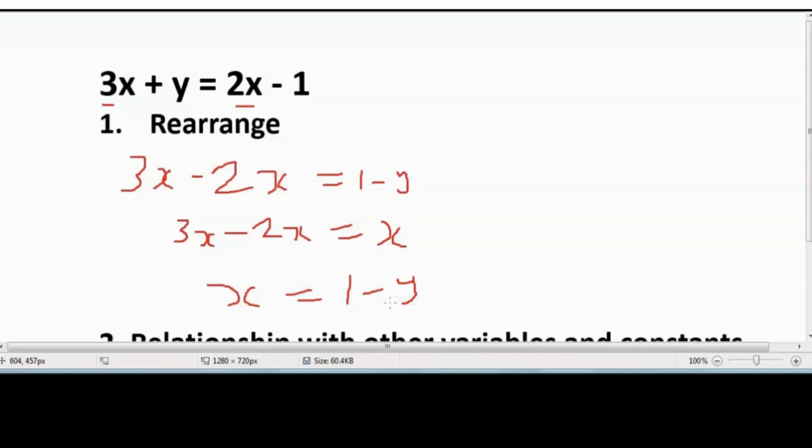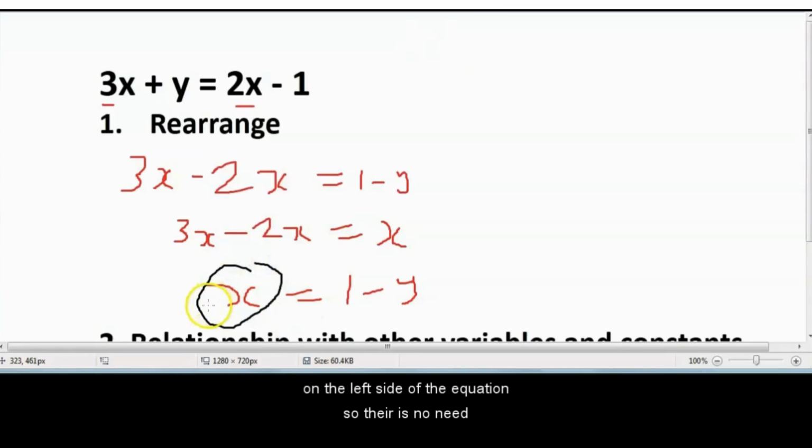x is alone. It is the only variable on the left side of the equation. So there is no need to continue to other steps. Our final answer is x is equal to minus 1 minus y.